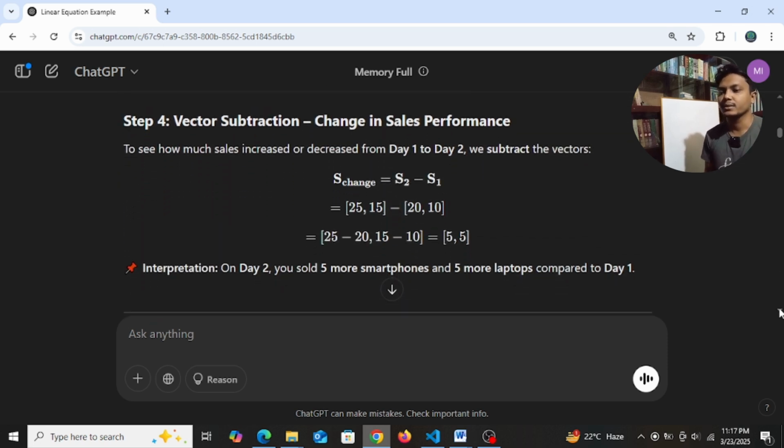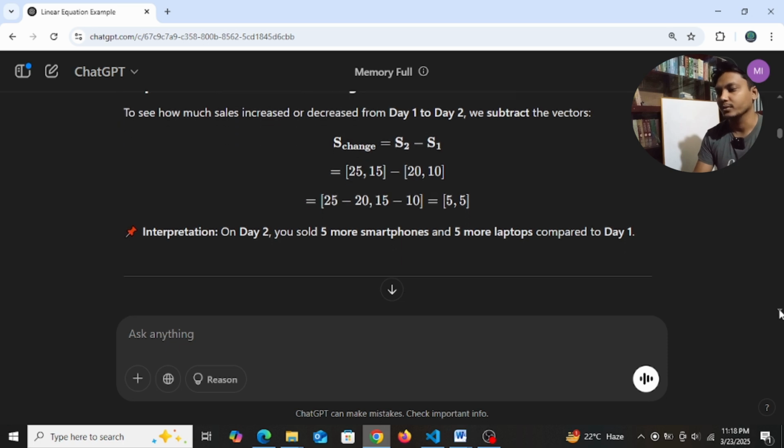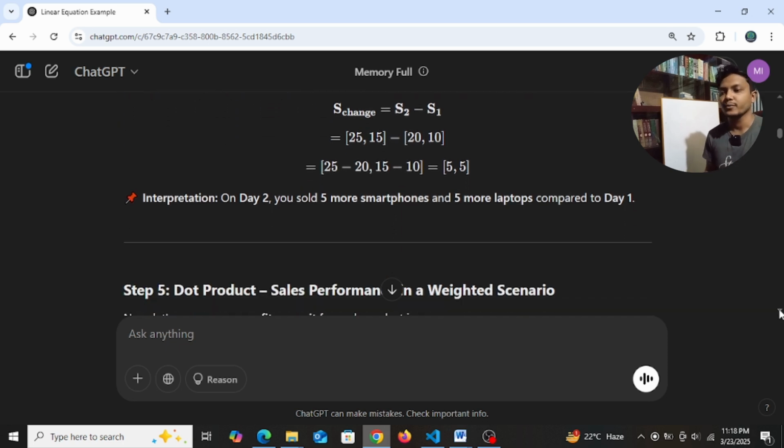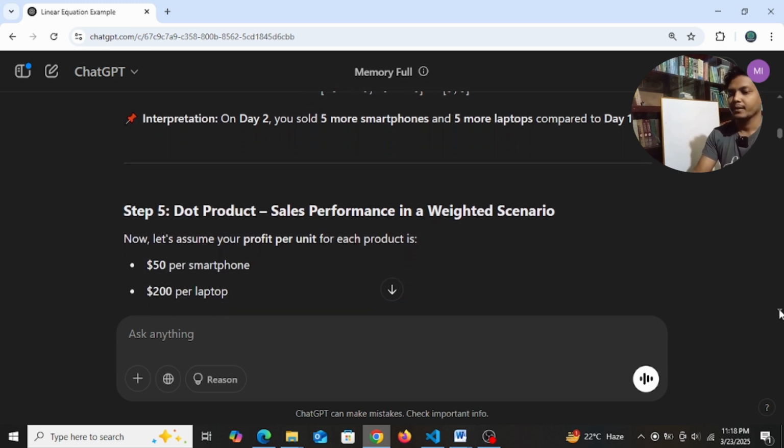So you see vector subtraction, the change in sales performance. To see how much sales increased or decreased from day one to day two, we subtract the vectors, okay. So if we subtract s1 from s2, we get 5, 5. So on day two you sold 5 more smartphones and 5 more laptops compared to day one. So we can guess from the simple calculation. So this is where we can apply vector subtraction, guys, okay.